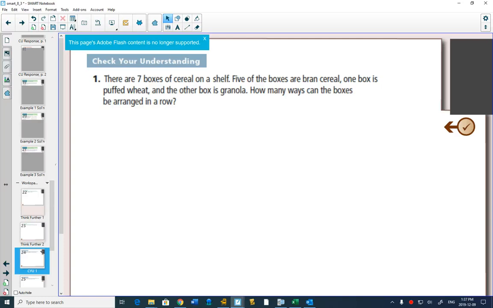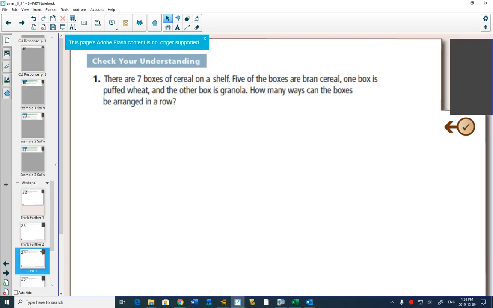There are 7 cereal boxes on a shelf. 5 boxes are bran, 1 is puffed wheat, and the other box is granola. How many ways can the boxes be arranged in a row? So first of all, we recognize that this is a counting question because it says how many ways. And we want to arrange different objects. So it's normally a spaces question or a permutations question. We have 7 things. If you were trying to arrange 7 different things in a row, you could do 7 spaces, and it would be 7 factorial.